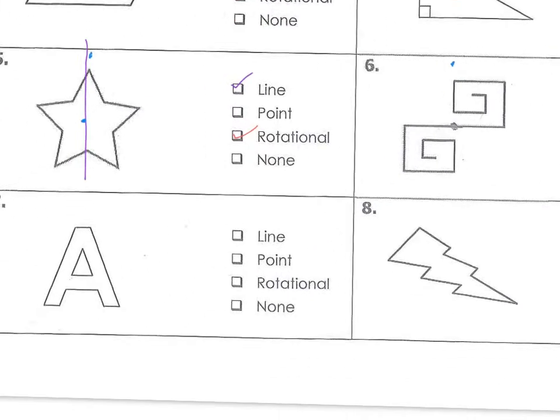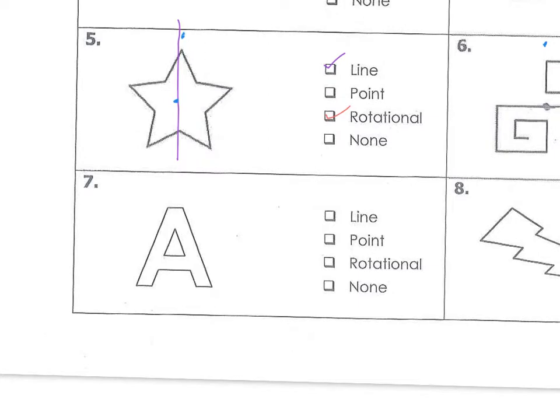7. Now we get another letter. Love the letters of the alphabet. My favorite, as I said the other day, is S. S is really hard to rotate, just saying. All right, so look at A. You draw in if there is any lines of symmetry.